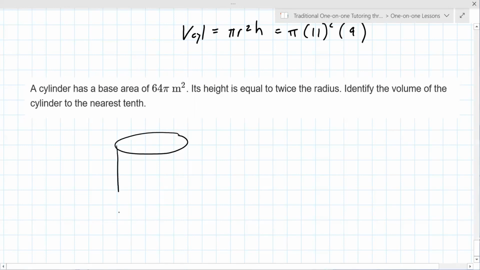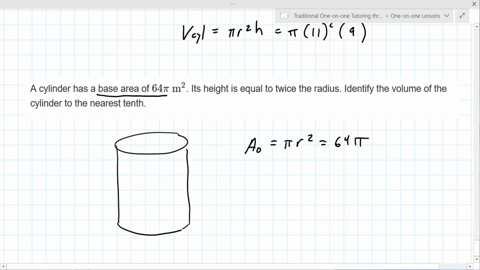So the cylinder again, it has a circular base. Okay, and the base of a cylinder is a circle. The area of a circle is pi r squared, which equals 64 pi. So we want to solve this for r. See how if you divide by pi, those cancel out and r squared equals 64. So what is r? You get 8. r is 8. So there's the radius.